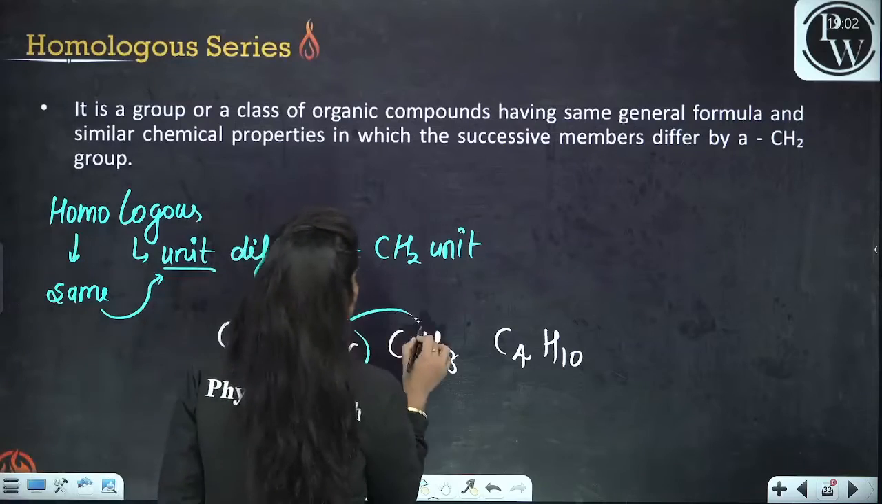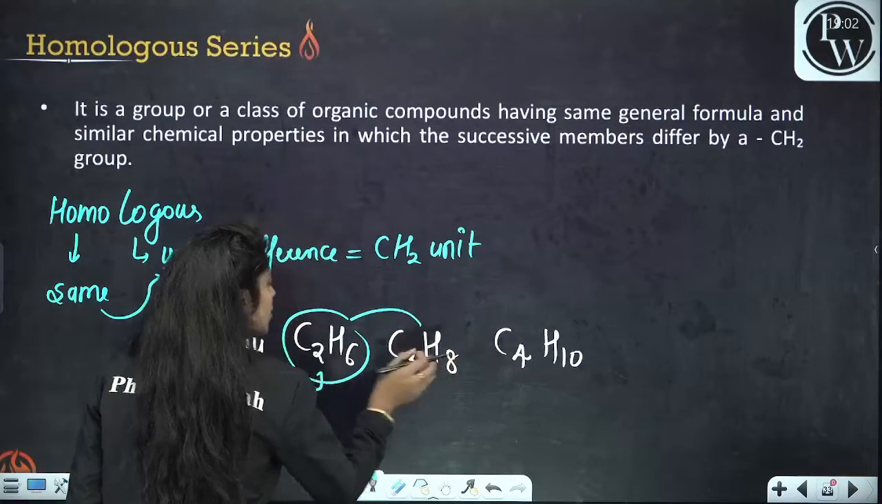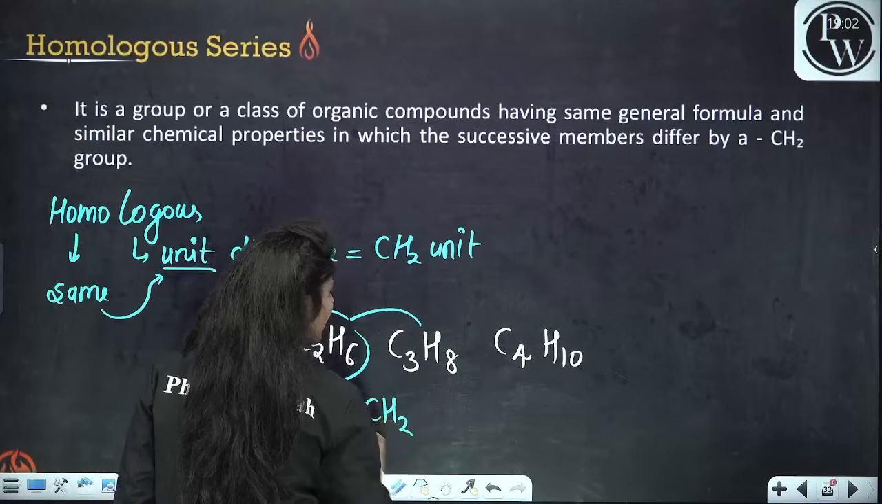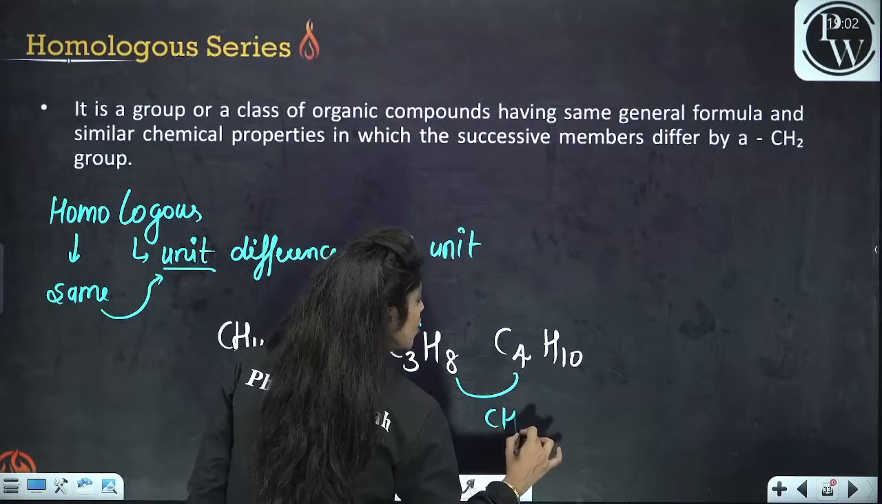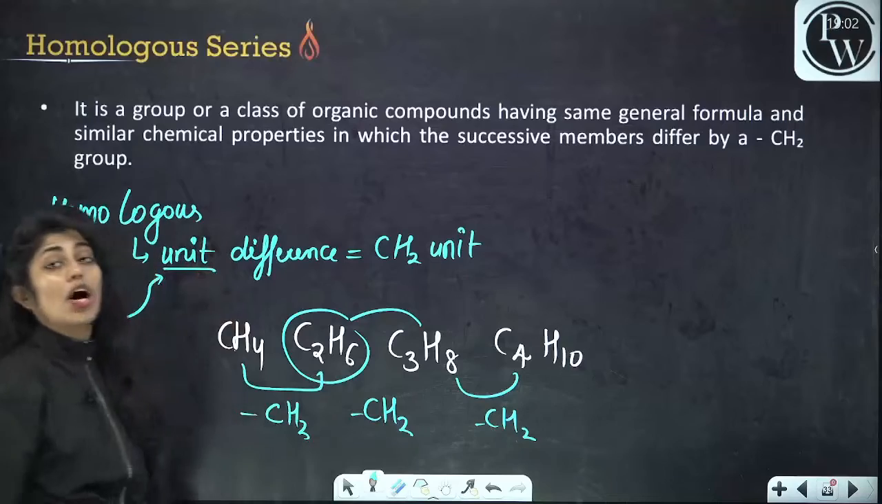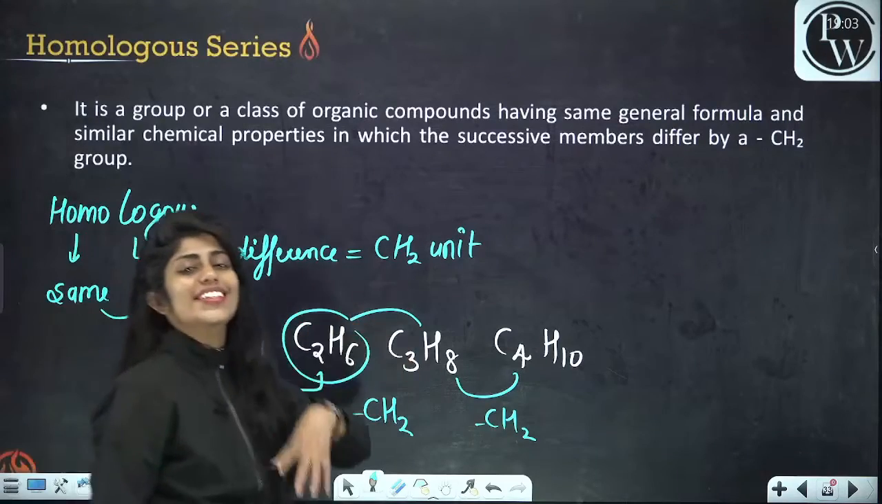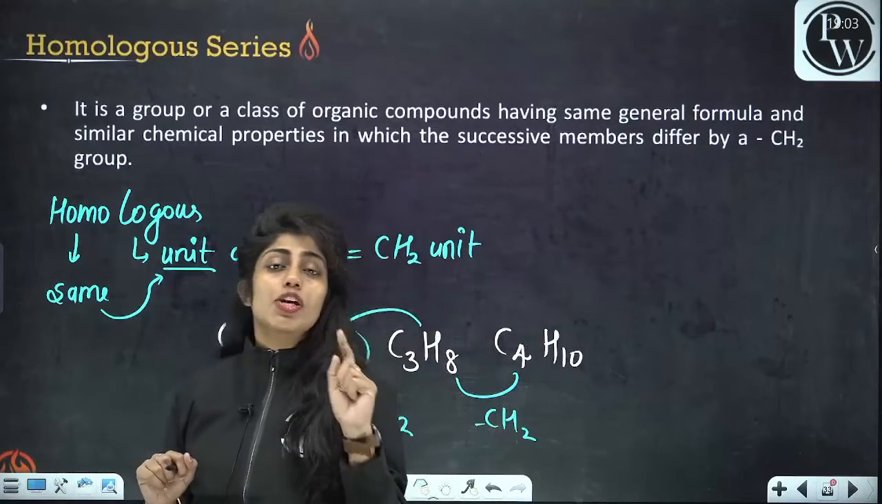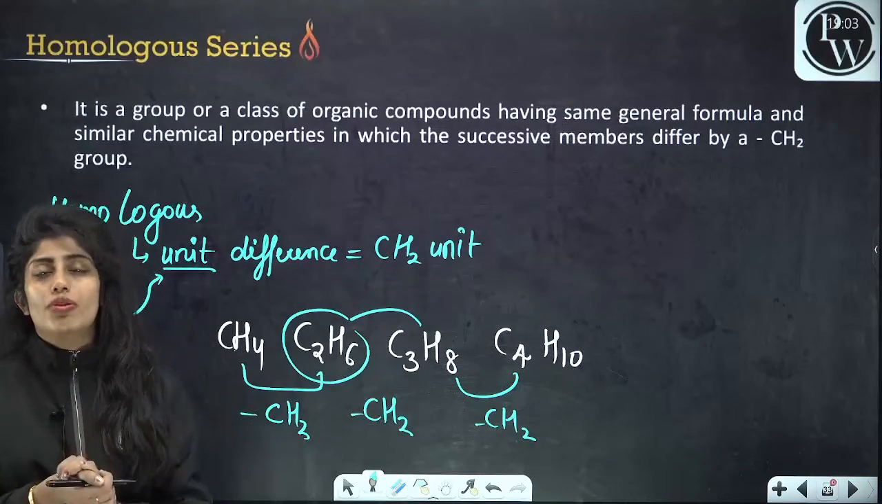Next, these two. So, this is the higher one, this is the lower one. So, I will subtract and will be getting CH2 unit again. So, the difference is common between the two consecutive compounds in a series of compounds. So we can call it a homologous series.